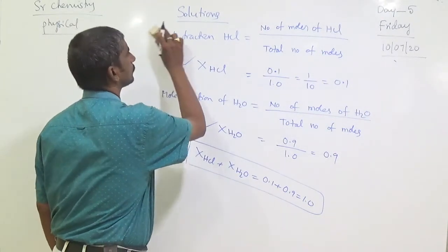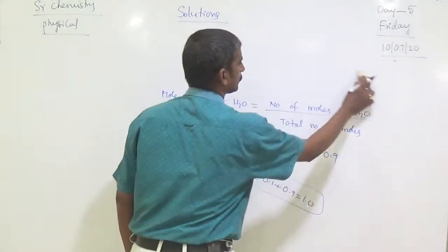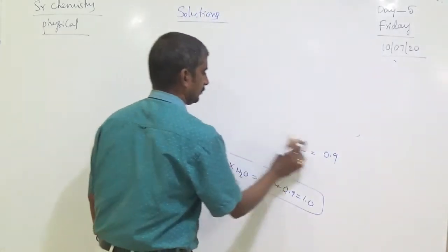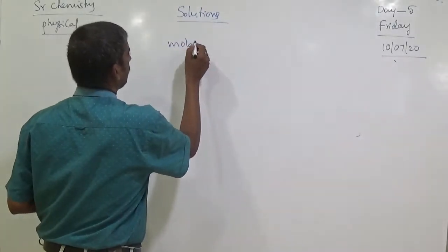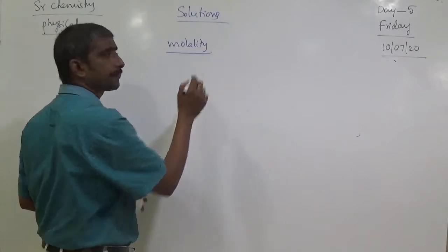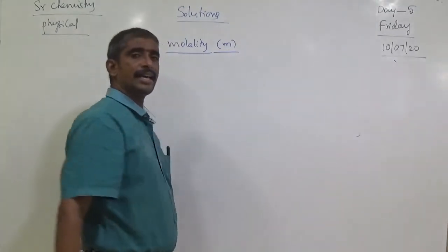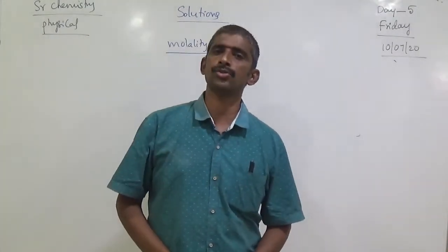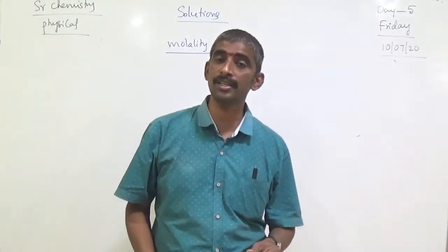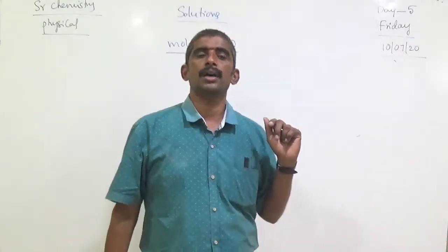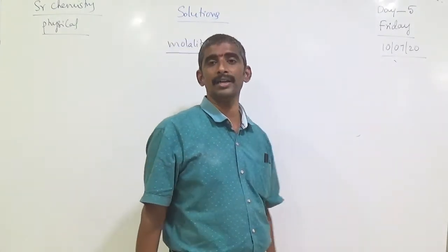Next one is molality. Molality is denoted by the symbol small m. Molality can be defined as the number of moles of solute present in 1 kilogram of the solvent. The number of moles of solute present in 1 kilogram of the solvent is known as molality.